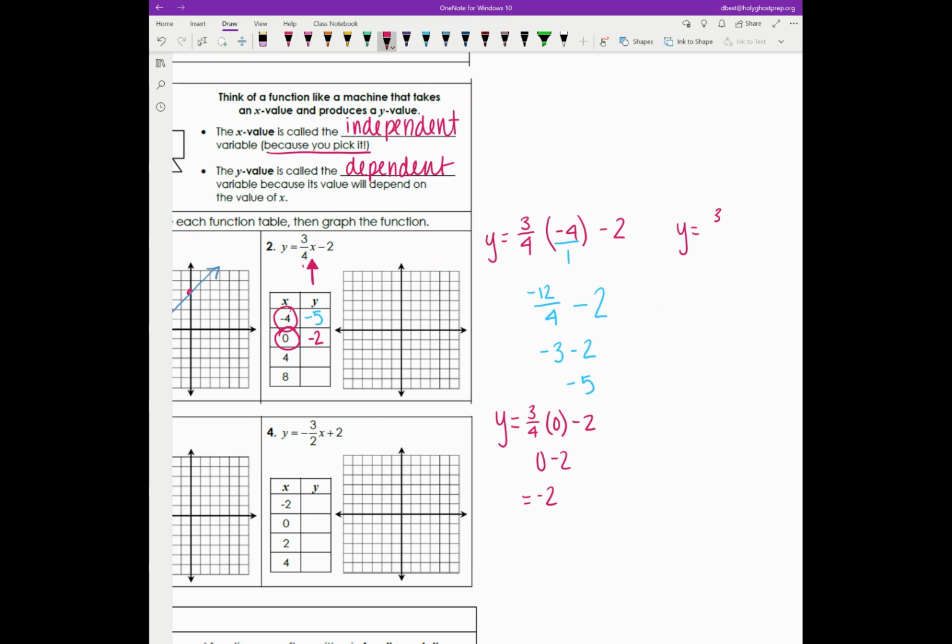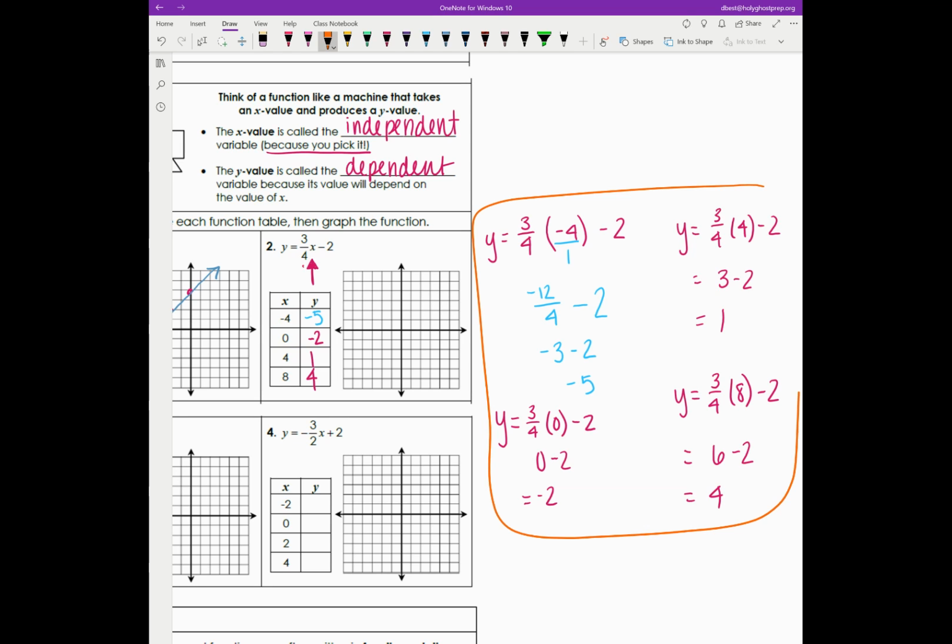Y equals 3/4 times 4 minus 2. This will be 3 minus 2, or +1. And my last x value, 3/4 times 8 minus 2. So this comes out to 6 minus 2 equals 4. The only thing that changed in all 4 of these equations I have written over here is what we plugged in for x. Those x values are just any numbers we want to pick. I picked these 4. You could have picked 4 different ones.